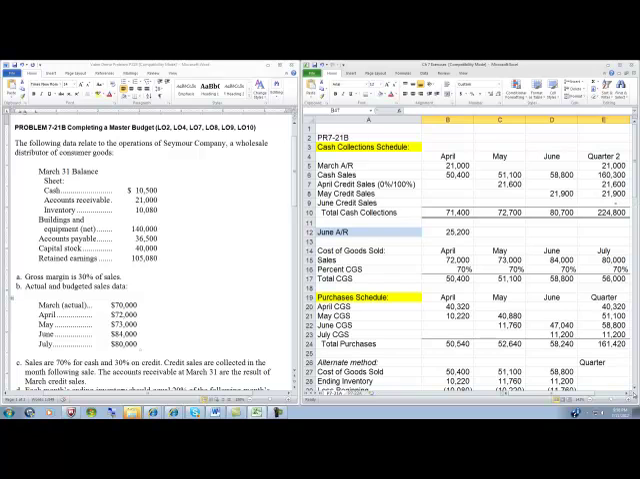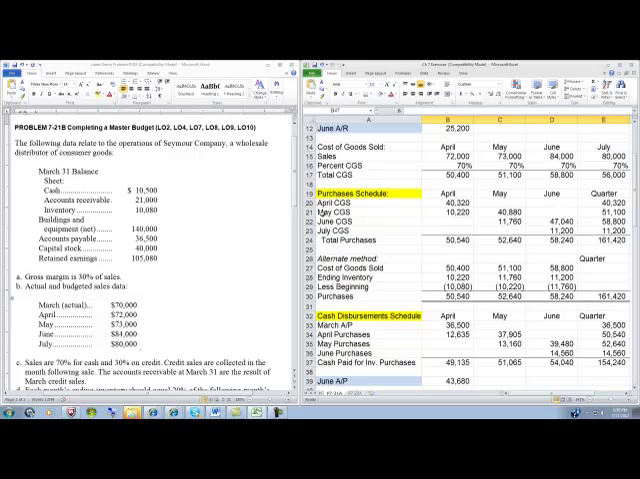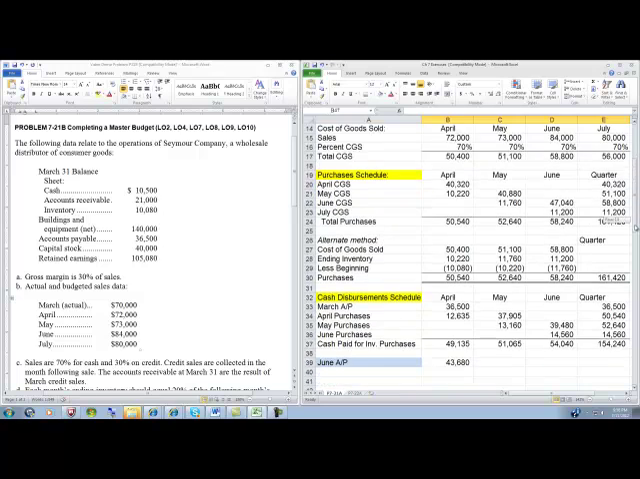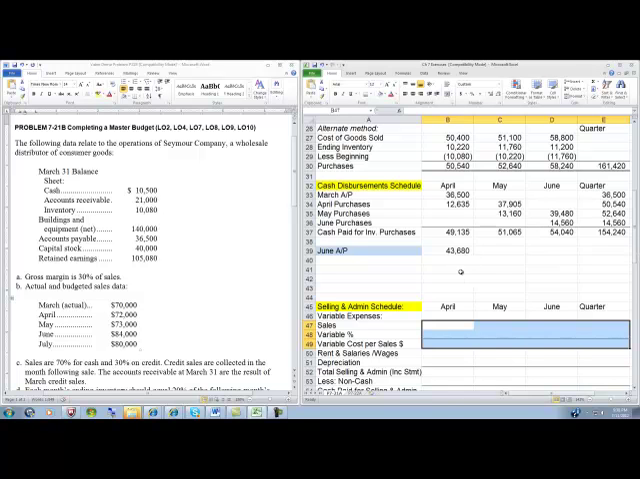Also, the purchasing, which involves determining cost of goods sold, and then two different methods of figuring out the total purchases for the period. Thirdly, we did the schedule for cash disbursements, where we figure out the amount we're going to pay for those purchases each period, and also what the ending accounts payable balance is.